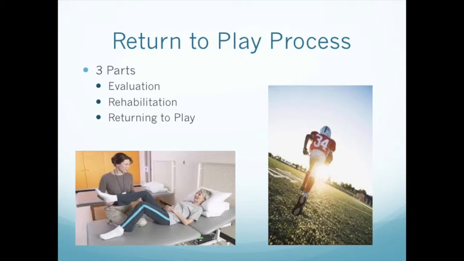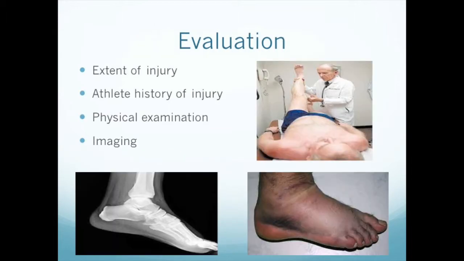First, we'll talk about the evaluation. For the evaluation of the injury, the first thing you're going to look at obviously is the extent of the injury or how severe it is, through the use of special tests and finding out which ligaments are sprained, what kind of ankle sprain you're dealing with. You need to find out if there's a history of previous ankle sprains or chronic ankle instability. Go through a physical examination and assess whether or not imaging may or may not need to be done.